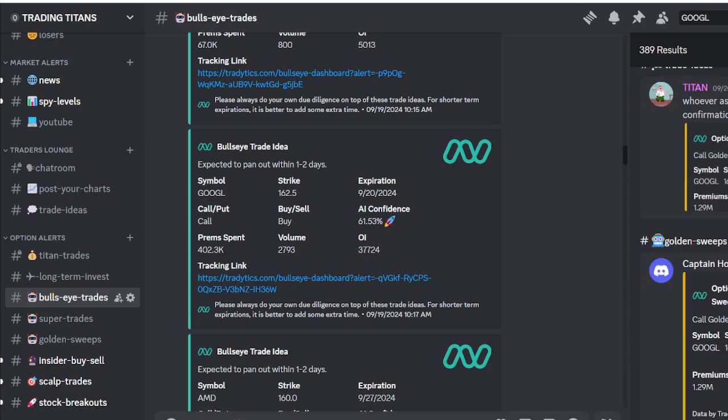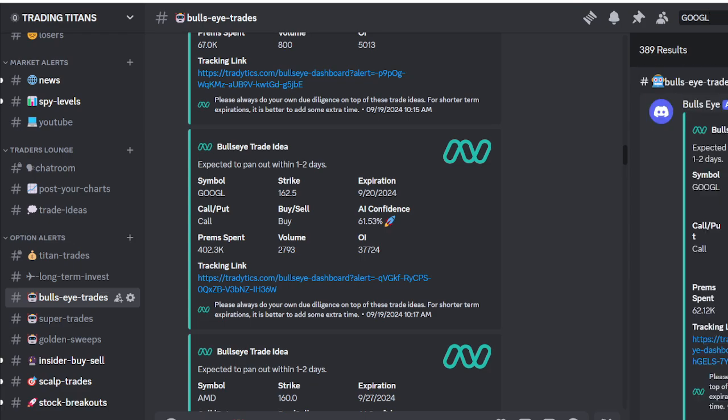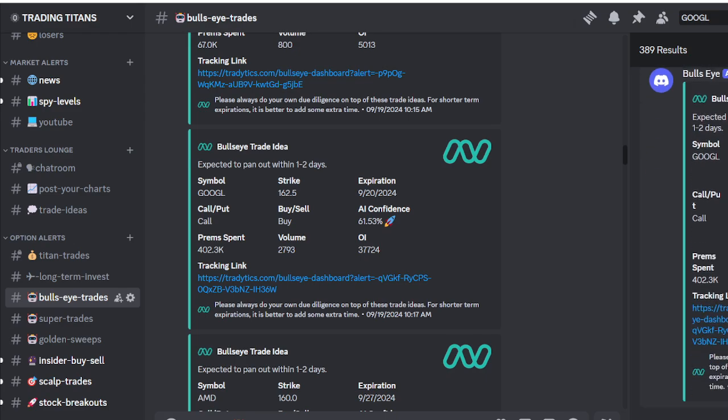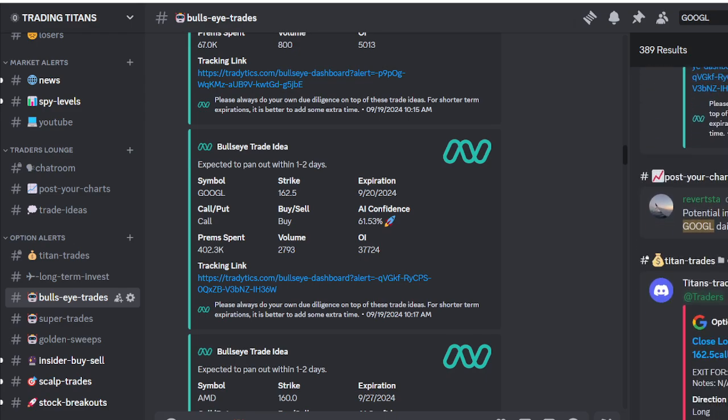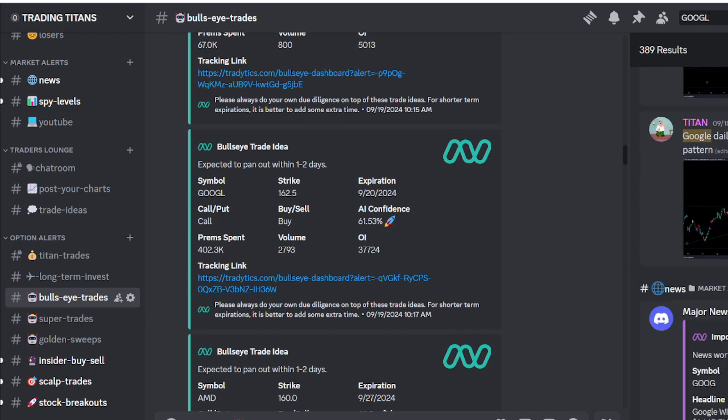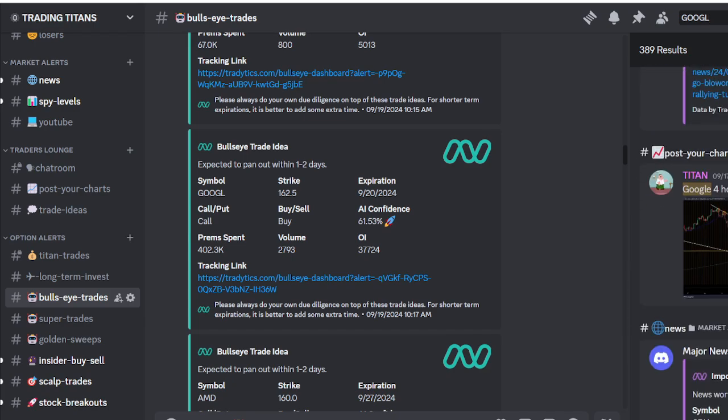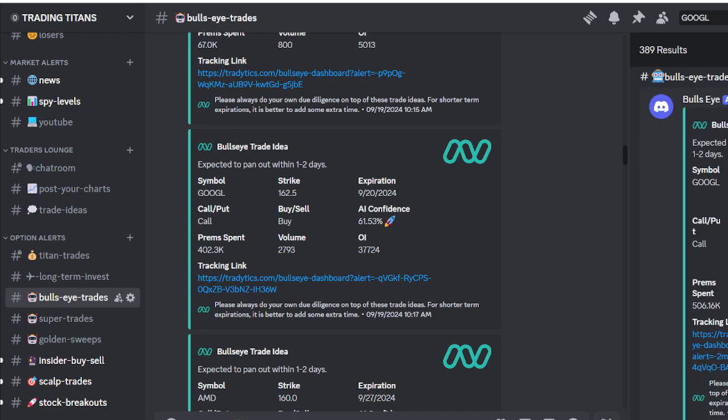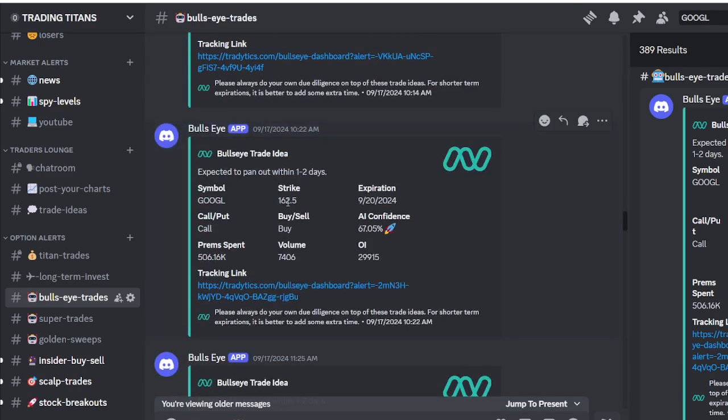I don't want to waste too much time on just Google, because there are plenty of other plays the bot alerted. So you have this play here, and then there was another one. I believe we took another one that had the exact same. Here it is. Yeah, so this one was alerted September 17th, and then there was another one alerted like almost a day or two later.